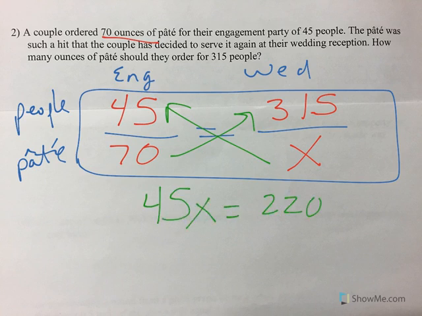45x equals 22,050. We divide both sides by 45. And we are going to need 490 ounces. That seems like a lot. But I've never had it, so I don't have any idea.